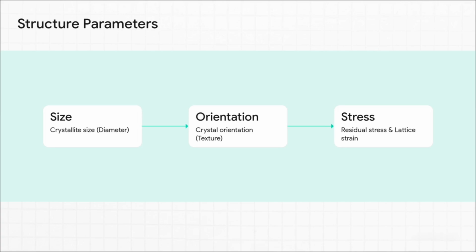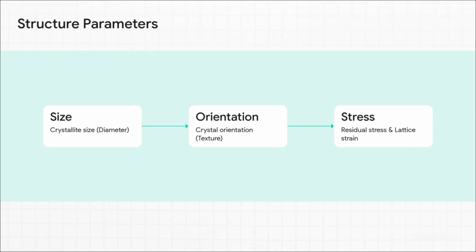First up is crystallite size, so basically the diameter of the individual crystals that make up the material. Second is crystal orientation, which is also known as texture. Like, are all these crystals lined up neatly in a specific direction, or is it just total randomness? And third, and this is arguably the most crucial for structural integrity, is residual stress and lattice strain. Are those atomic lattices being stretched out or squished together?